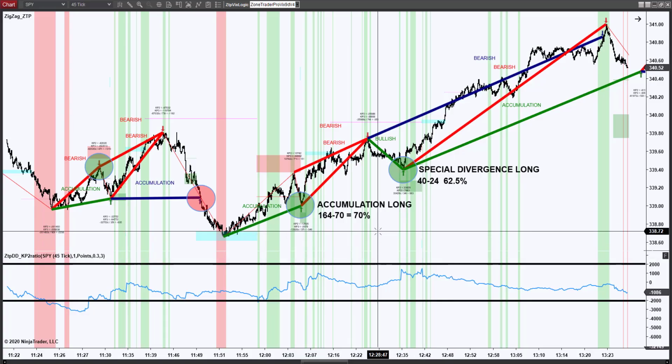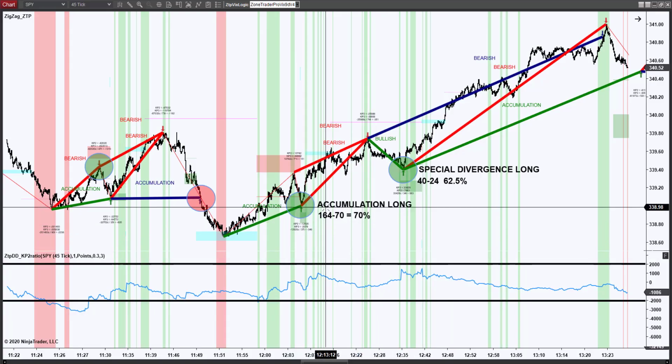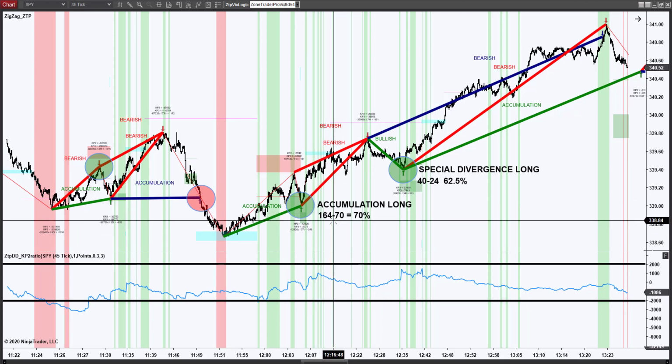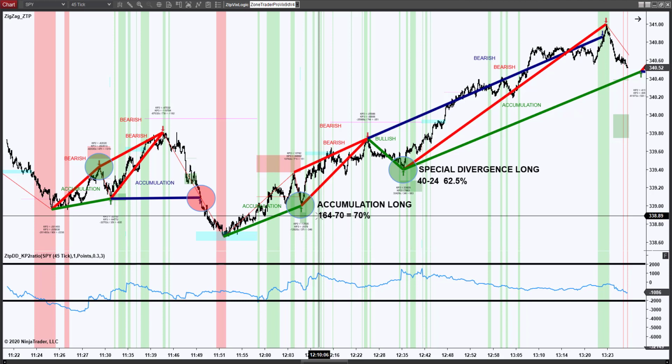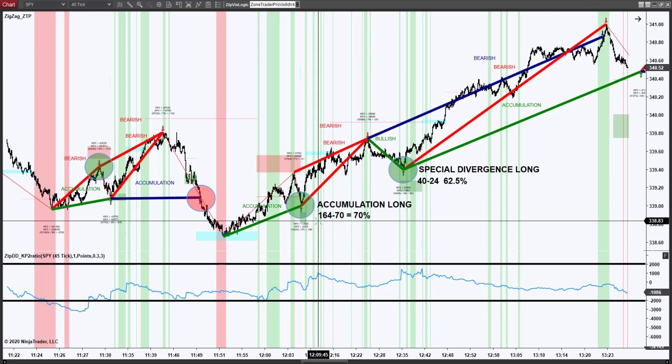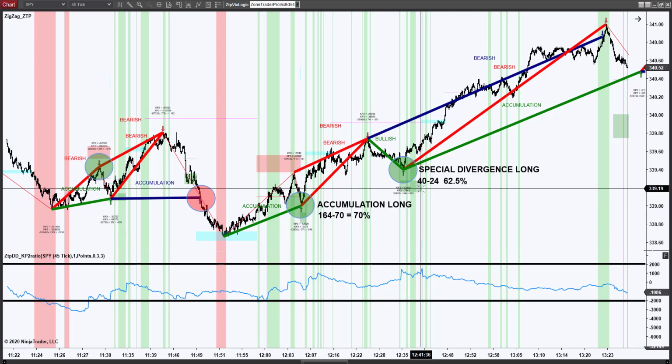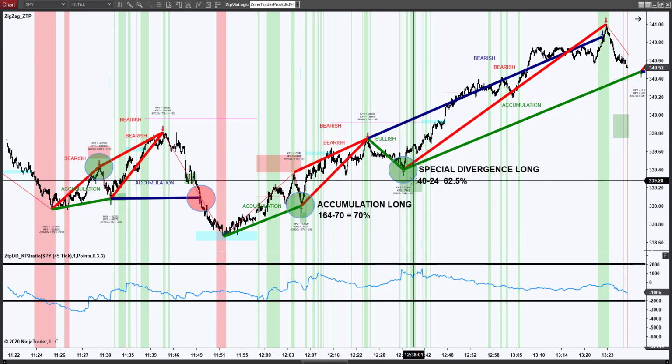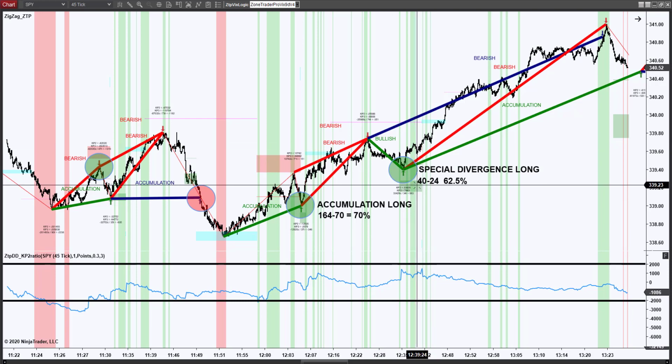So to break these numbers down even more, the accumulation long pattern saw approximately a 70% success rate, trading 164 wins and 70 losses. We saw less of the special divergence longs, and its record was 40 and 24.